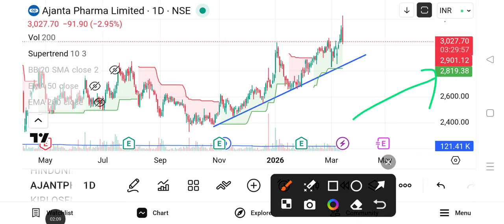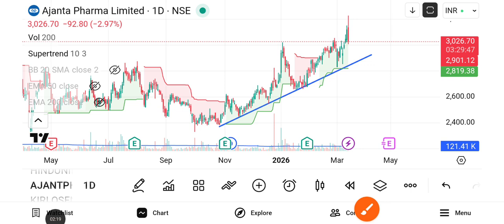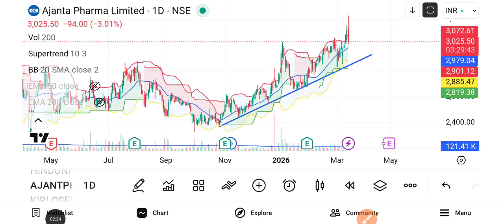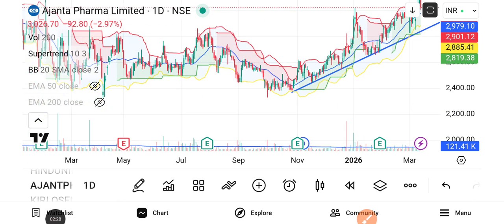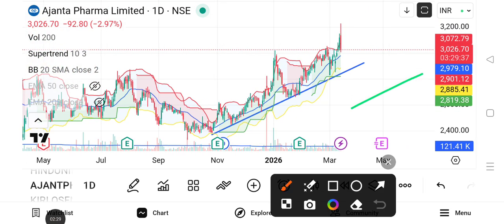If the stock falls below 2819, then our super trend will become negative, and here you can see it is coinciding with the trend line also. So it is a positive for us. The stock's super trend is positive, and moreover the stock is trading above its 20-day SMA also. The 20-day SMA is 2979.